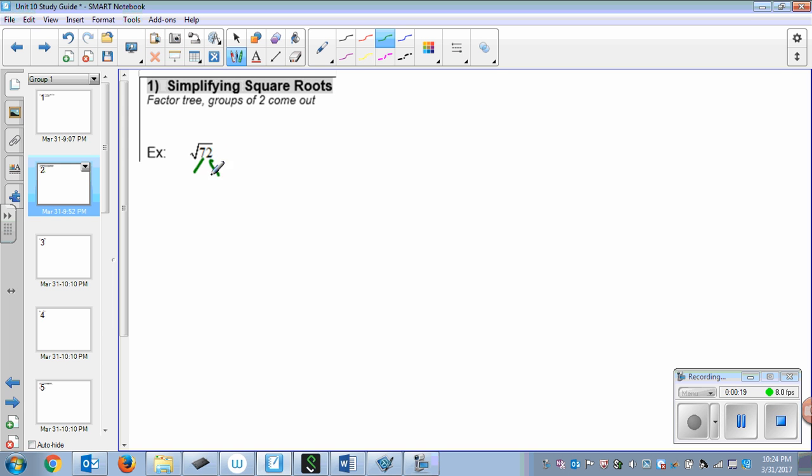So we start always with 2. If it's an even number, we know we can divide by 2. 72 divided by 2 is 36. Once you've done that, you cross out 72. 36 is also even. That's 2 times 18. Cross out the 36 when you're done. 18 is even. 2 times 9.